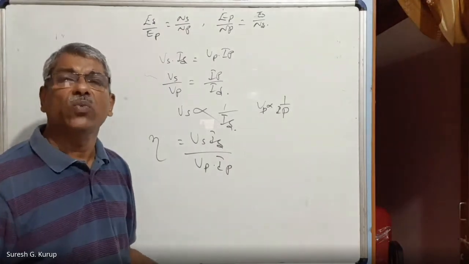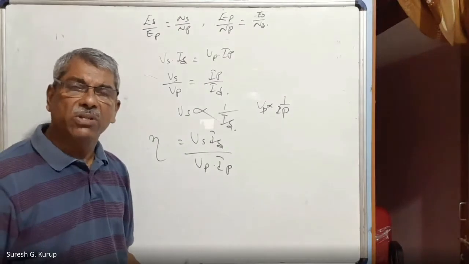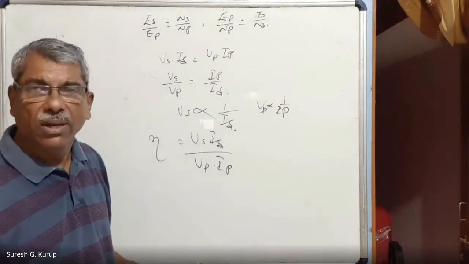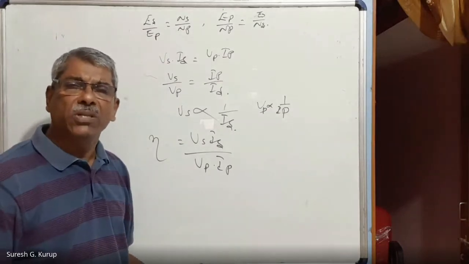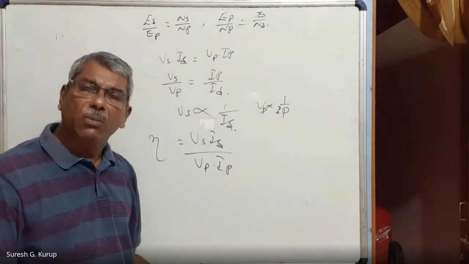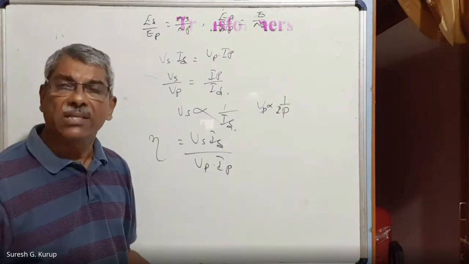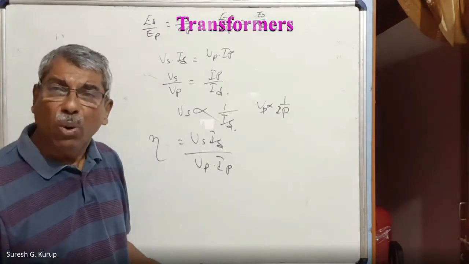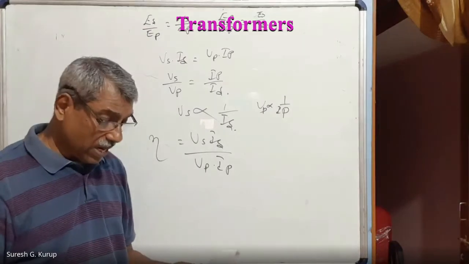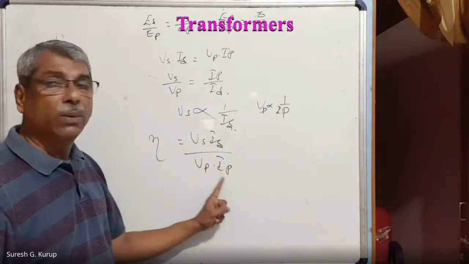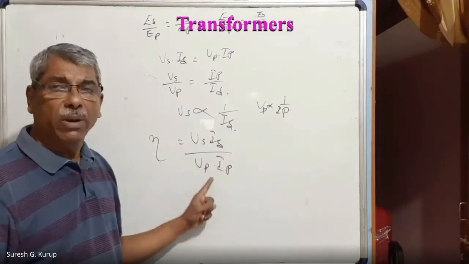Power factor is very, very high. Why the power factor is very, very high for a transmission circuit has already been discussed, right? So for all transmission circuits, the power factor must be very, very high. Then only the current will be less and voltage will be more. The loss will be very, very less. So this is what is called eta: Vs into Is divided by Vp into Ip, output power divided by input power.